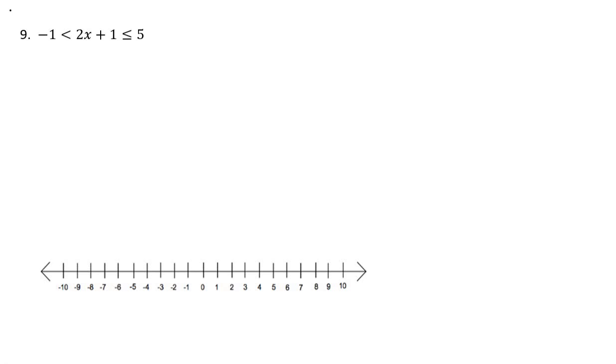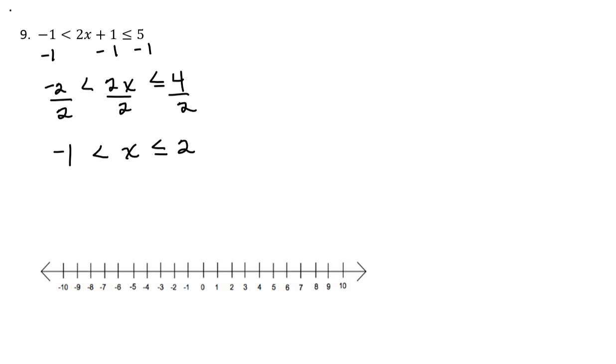Okay, problem number 9, I'm going to subtract 1 from all 3 parts of my inequality. So I have -2 is less than 2x, which is less than or equal to 4. Now I'm going to divide every part of my compound inequality by 2. So I have -1 is less than x, which is less than or equal to 2. So I want numbers between -1 and 2, so it's this part of my graph right here. And I'm going to have a parentheses at -1 because there's no little line under that inequality sign. And I'm going to have a bracket at +2 because there is an equal sign under that inequality. And my interval notation is going to use the same symbols that are in my graph, a parentheses at -1 and a bracket at +2.